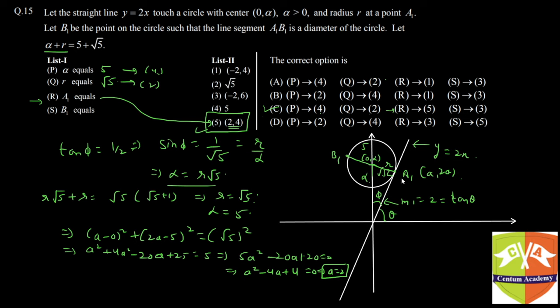And if 2 comma 4 is one of the endpoints, 0 comma 5 is the center, then for B1 and A1, 0 comma 5 will be the midpoint. So what will be the x coordinate of this? Minus 2. And what will be the y coordinate of this? 5. No, 5 is this, so 6. Minus 2 comma 6, which is option number 3. You can check all the options matches.